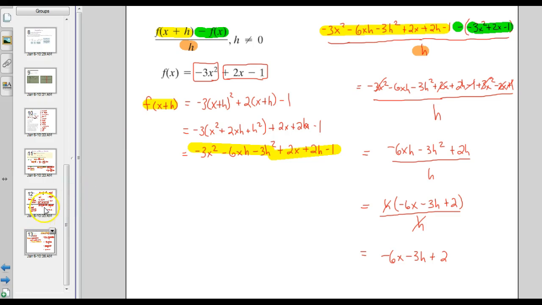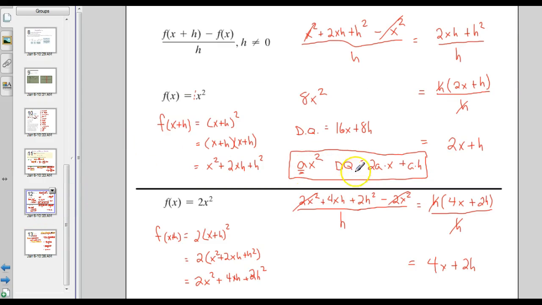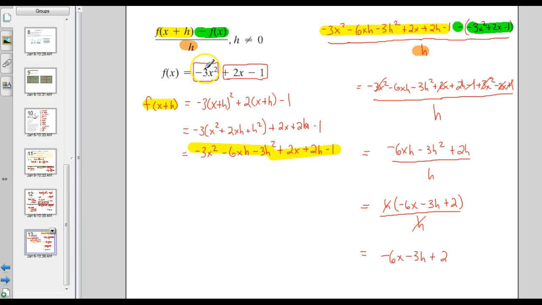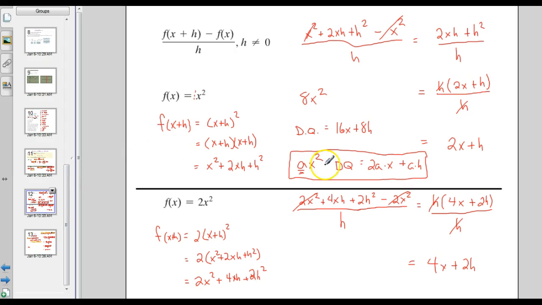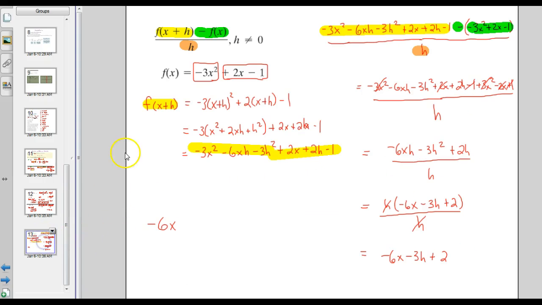So if you apply what we just learned here, for ax squared, the difference quotient is double whatever that a is, and multiply by x. So this is a, so double that, and multiply by x, so that would be negative 6x. And then add a, whatever the number in front of x squared is, times h. So the number in front of x squared is negative 3 times h, so minus 3h. Alright, there's the difference quotient for the 3x squared part.